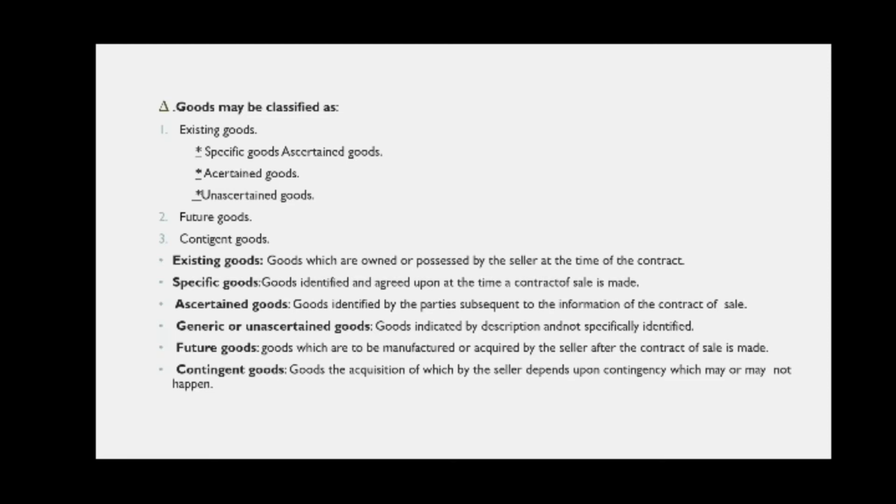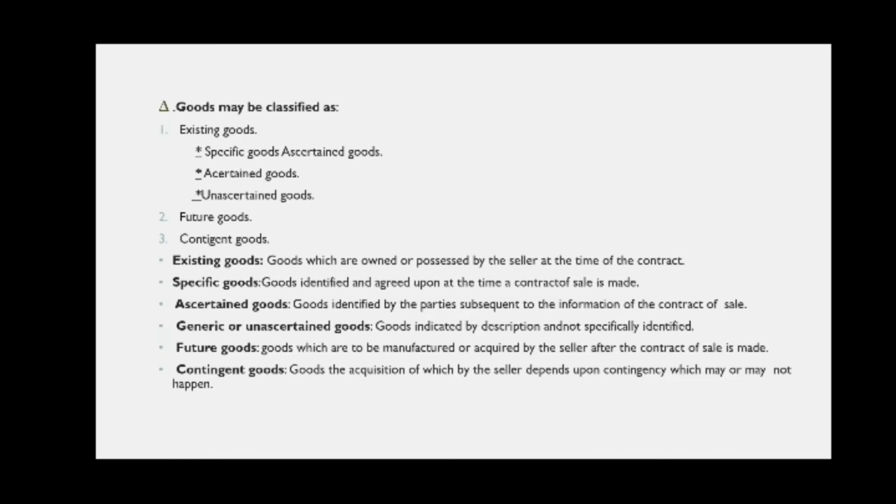Unascertained goods are indicated by description and not specifically identified. These are the goods which are not specifically identified and agreed at the time when the contract of sale is made. The seller in this case has an option, rather the right, to supply any goods of the kind or the quality contracted for.